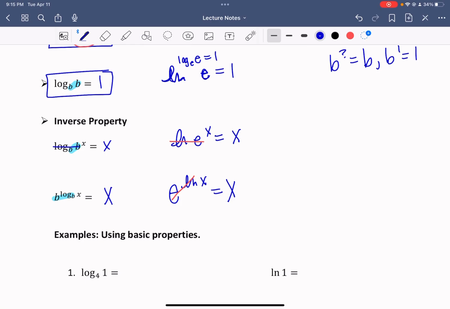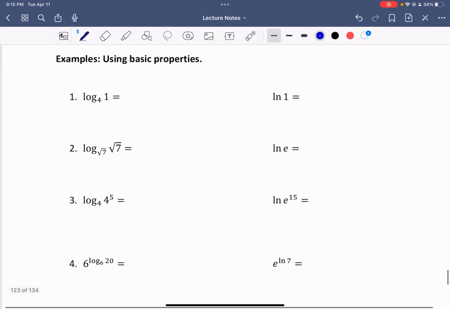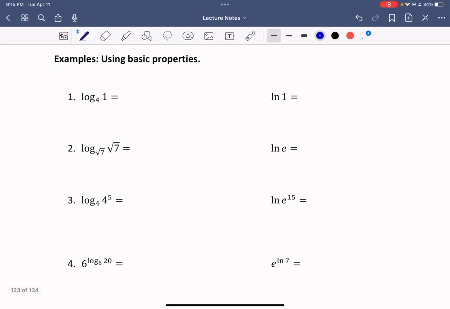In the next one, I can do 8 problems really quickly based off these basic properties. I'm just going to apply everything we saw. So log base 4 of 1, that's just 0. Log of 1 is always 0. ln of 1, that's 0. Again, log of 1 is always 0.